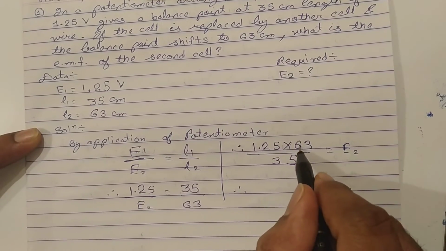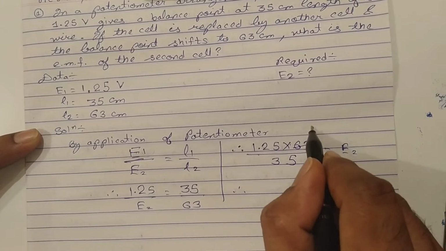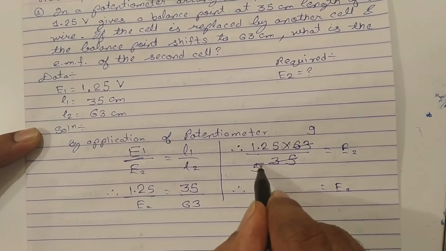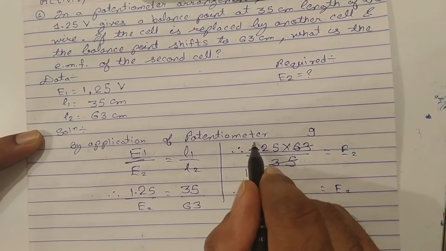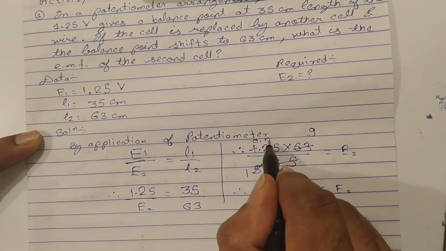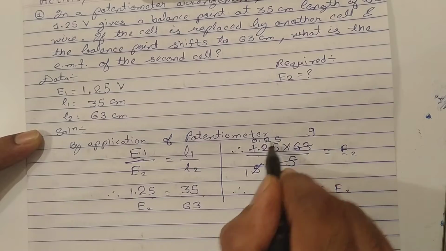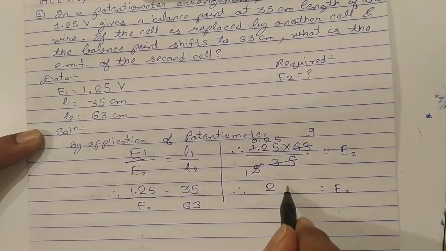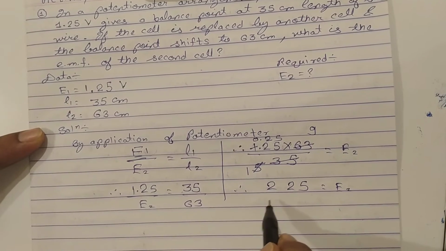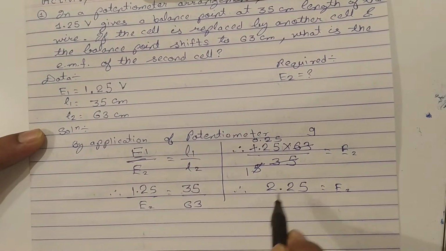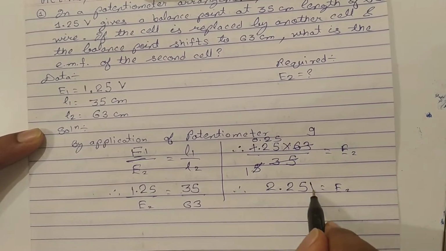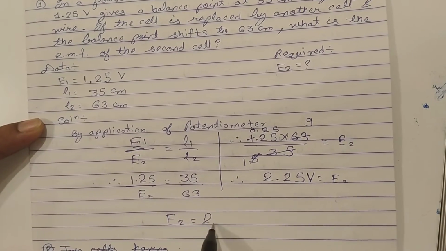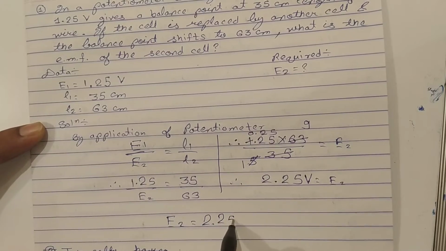If you observe that 7 9s are 63, 7 5s are 35, 5 1s are 5, 5 zeros are 0, 5 2s are 10, 5 5s are 25, 25 9s are 225, and there are 2 points after decimal. 2.25 volt. The value of E2 is 2.25 volt.